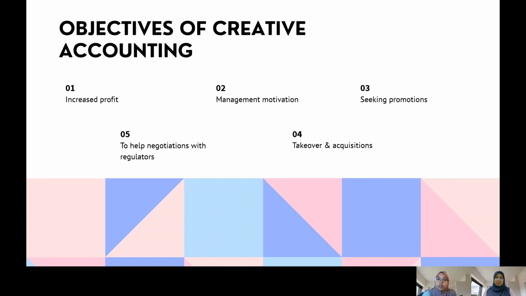Okay, for the objectives of creative accounting, the first one is increased profit, which is the objective to increase profit, inflate asset value, understate the liabilities and overstate the shareholder value, sorry. Okay, for the second point is management motivation.